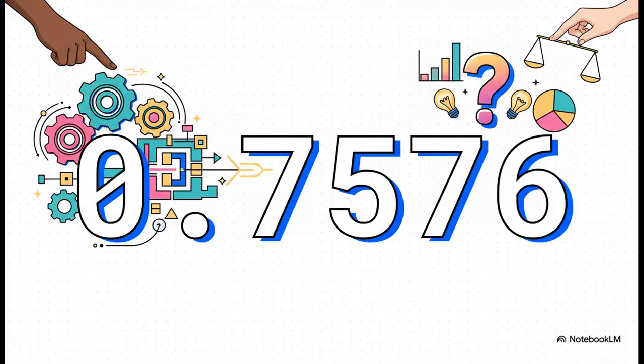So, after we run all our numbers through that formula, this is what we get. Our final chi-square number is 0.7576. So, what does that mean? I mean, is that a big number? Is it a small number? How do we decide if it's a big deal or not?